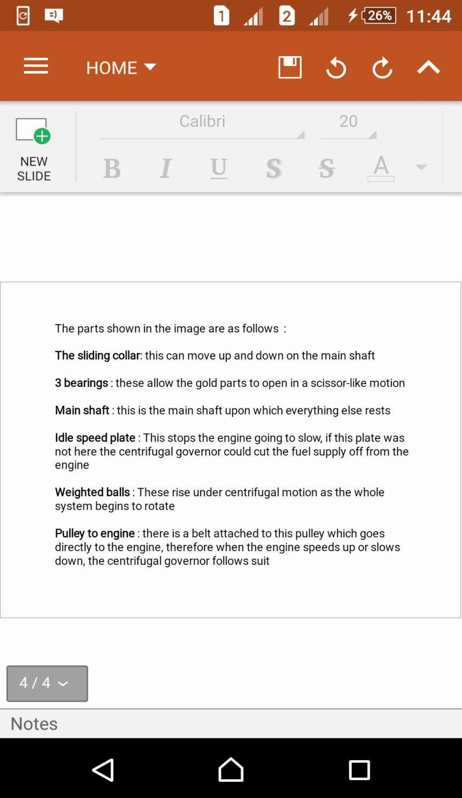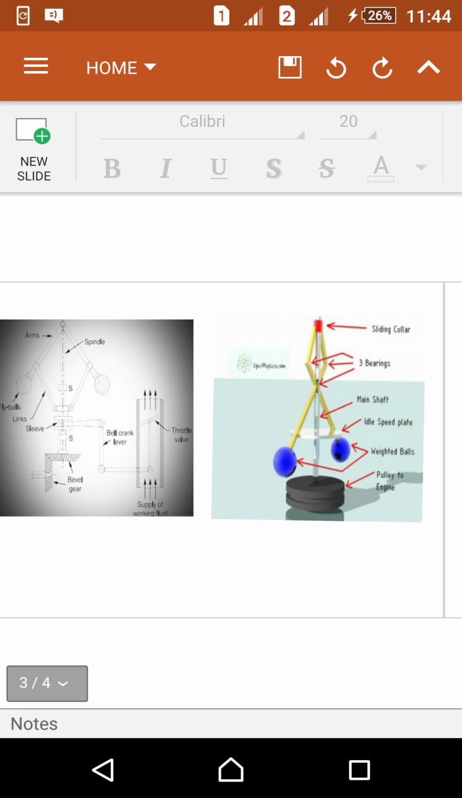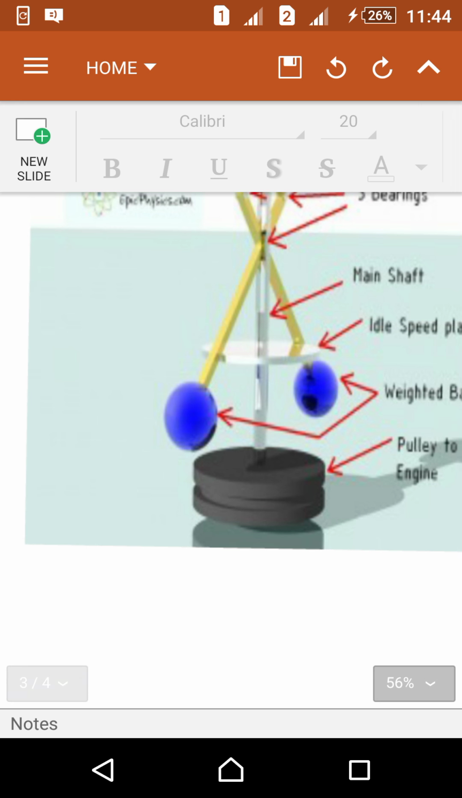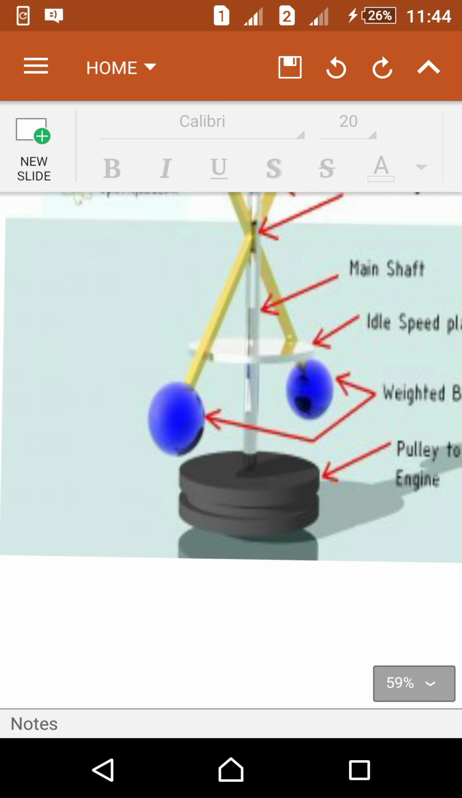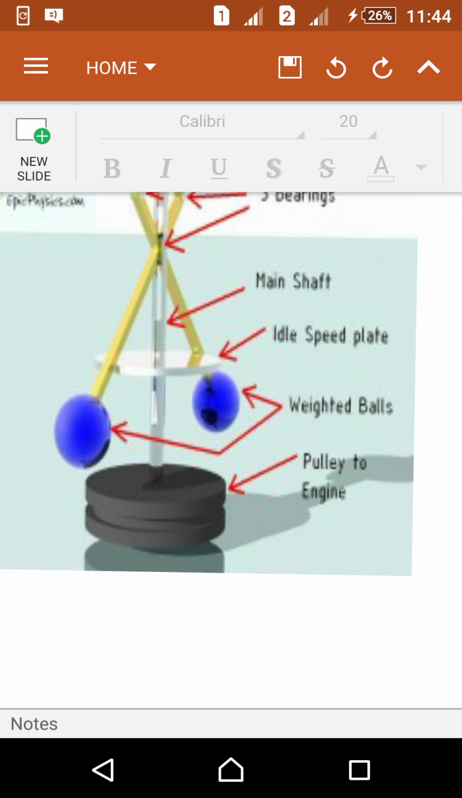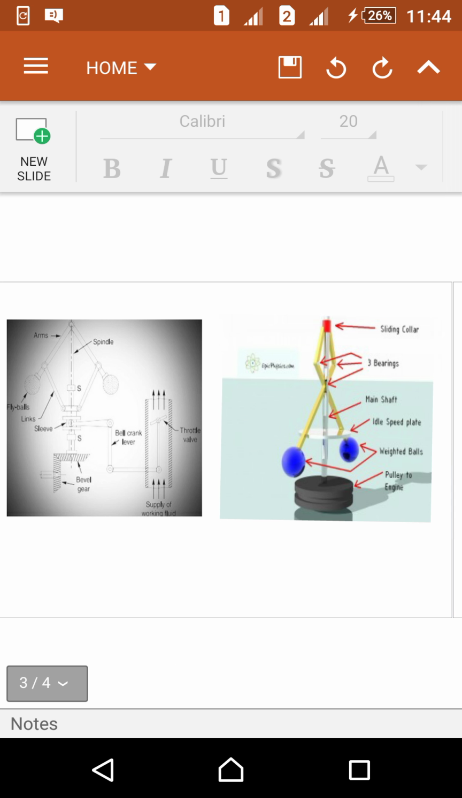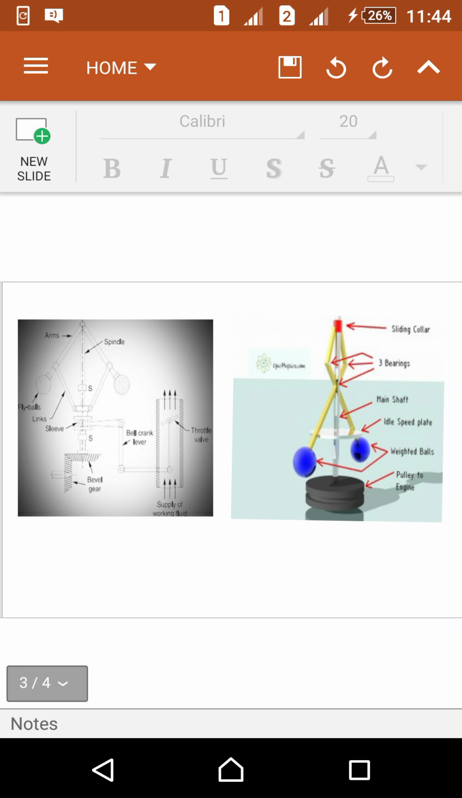Next one, pulley to engine. This is the pulley to engine, the bottommost part of the centrifugal governor. There is a belt attached to this pulley that goes directly to the engine. Therefore, when the engine speeds up or slows down, the centrifugal governor follows suit. That's the main reason.